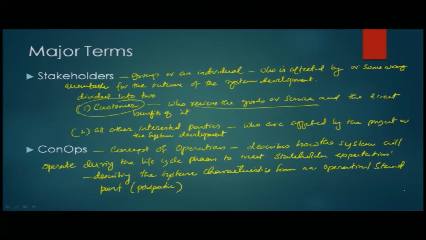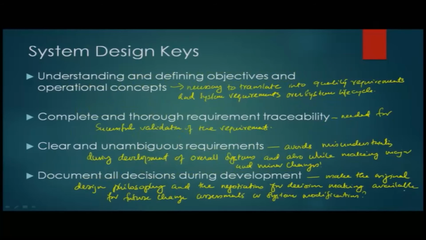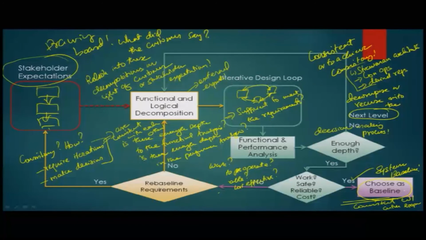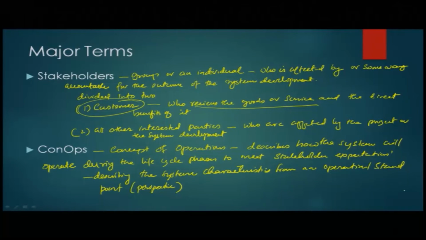And in that process, as we saw earlier in the previous slide, this whole loop, the system design process loop, the SDP loop, is done to create what we call a consistent baseline system design, which actually meets the expectations of the stakeholders.